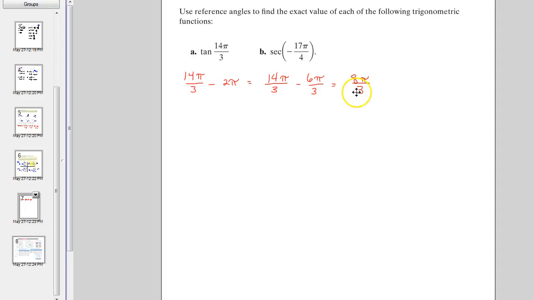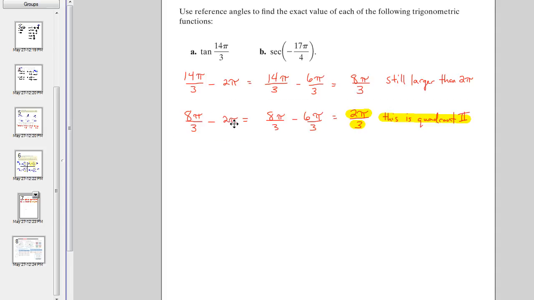That's still bigger than 6 pi over 3. So I'm still not within one rotation in a regular circle. Because I'm still larger than 2 pi, I'm going to subtract 2 pi again, and that's going to get me down to 2 pi over 3. Alright, now 2 pi over 3 is in quadrant 2. So what did we do in quadrant 2? We subtracted from pi. So pi minus 2 pi over 3 is pi over 3.